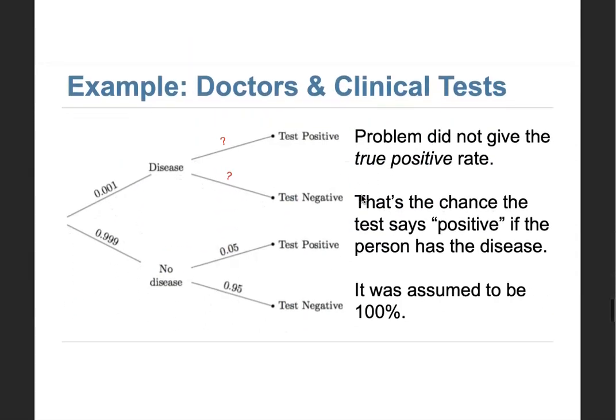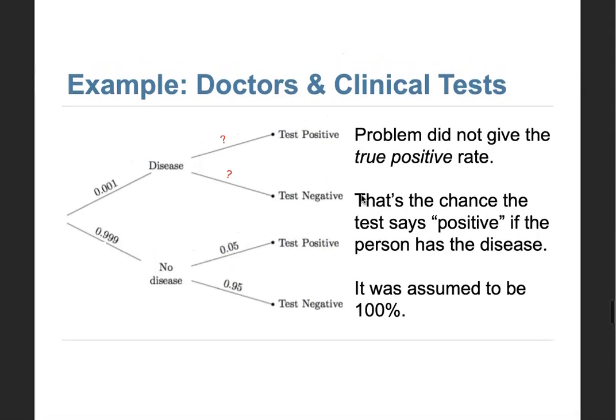So that's what we see here. At the beginning you need to have the people with disease or without disease. Earlier we told you it's 1 out of 1,000, so you have 0.1%, that's 0.001, who have the disease. But 0.999 are without disease.